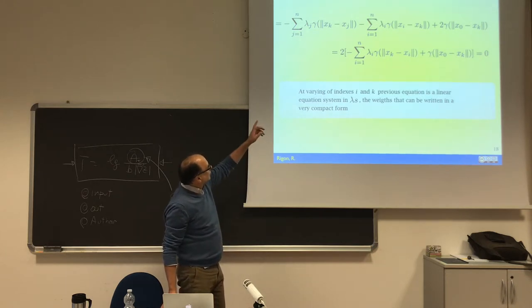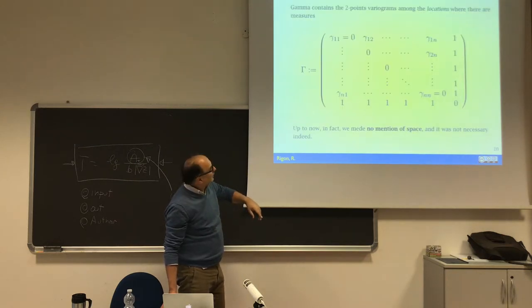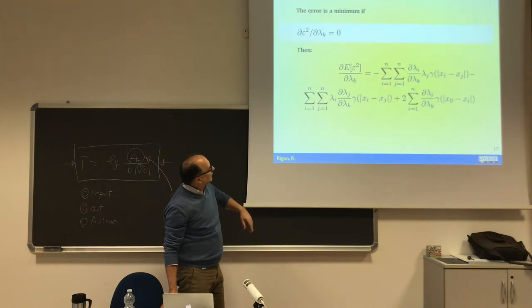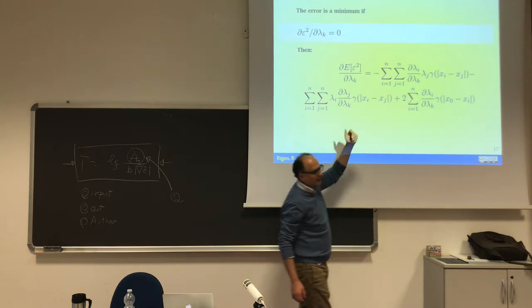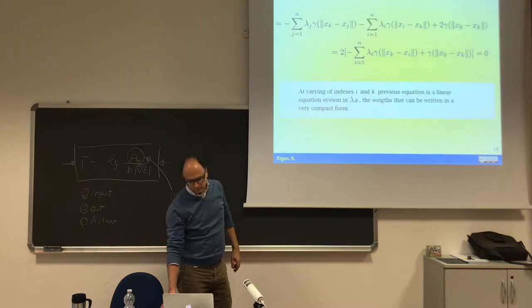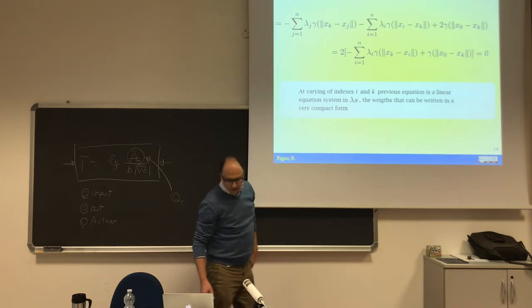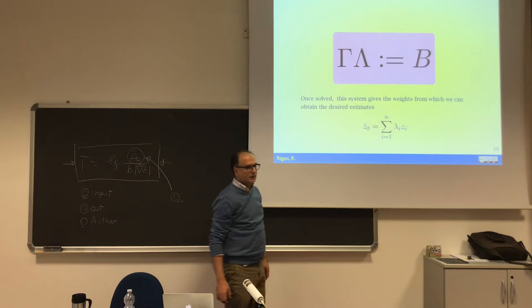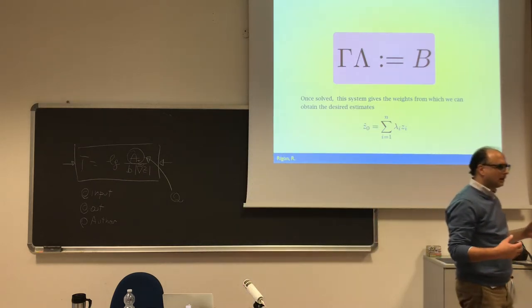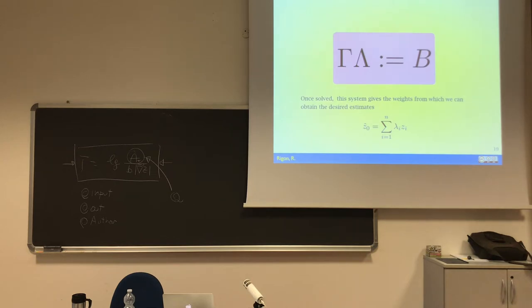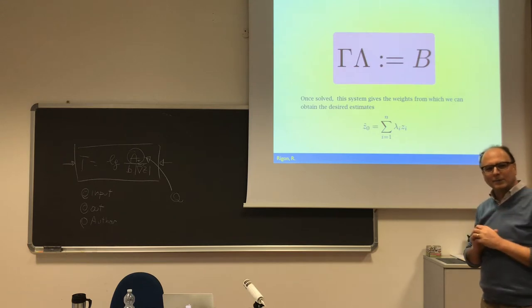I changed the notation because the absolute value is always the absolute value, but I wrote it differently in different slides. Here I write it like this, with the other two bars, but it's always the same thing. The final result, which is the last one here, is actually a linear system that I can write in this very synthetic form: gamma, which is a matrix, big lambda, which is the vector of the unknowns, and B, which is a vector of the known terms. This is a linear system.